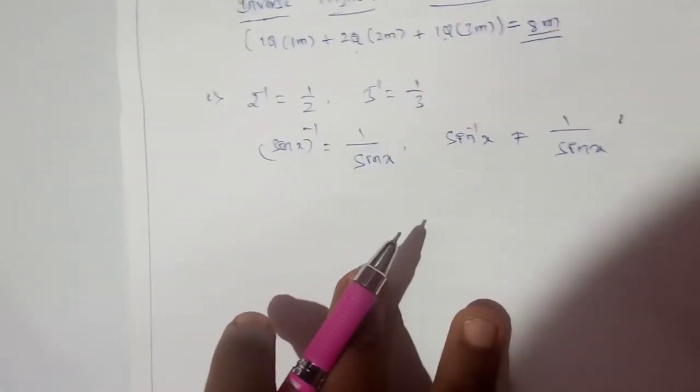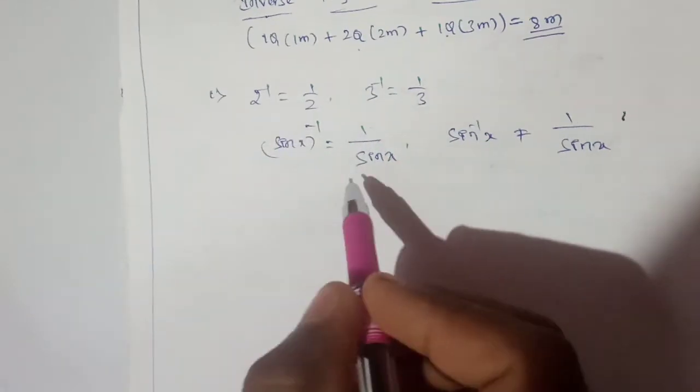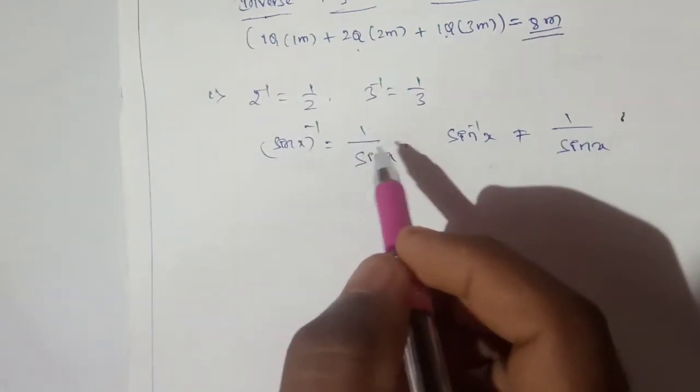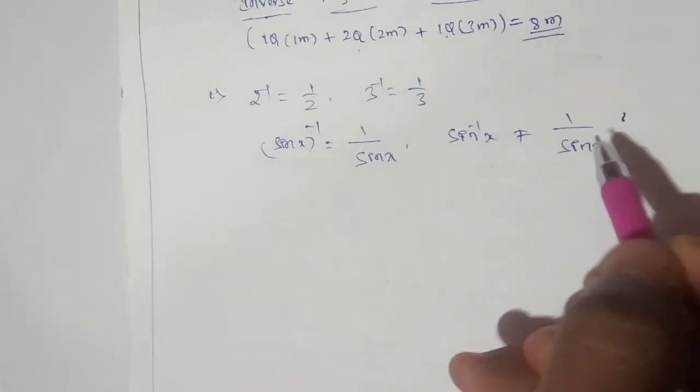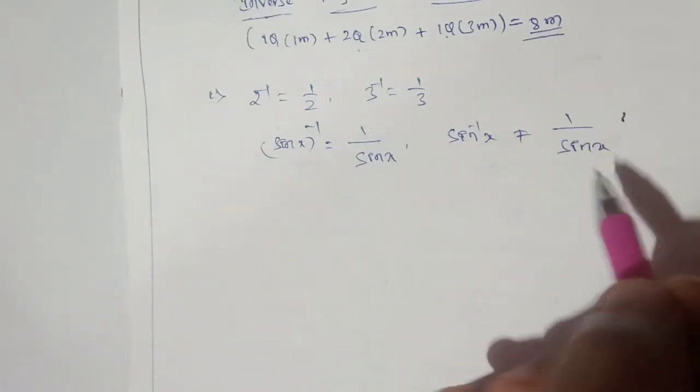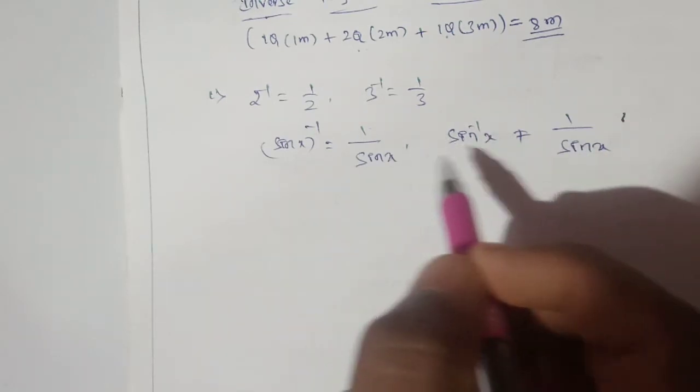When we have sin x whole inverse, we have to write it in the form of 1 by sin x. In case of sin inverse x, it is not equal to 1 by sin x, which is the one main difference in trigonometric functions.